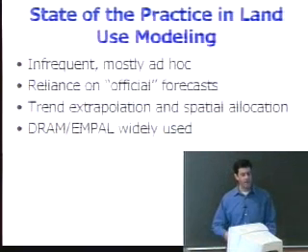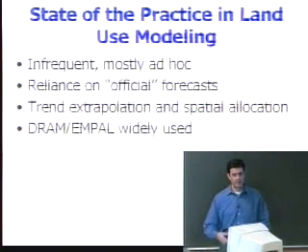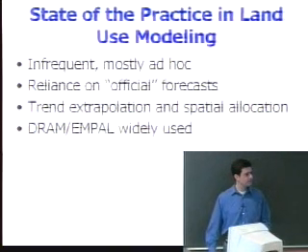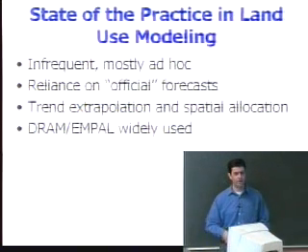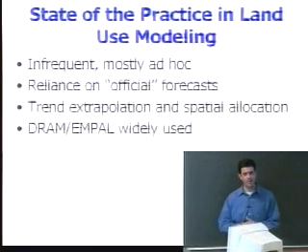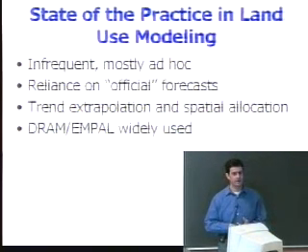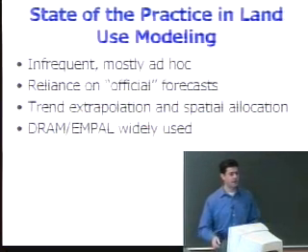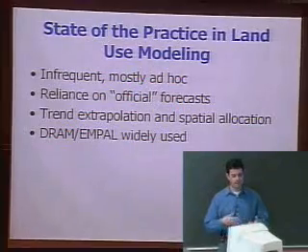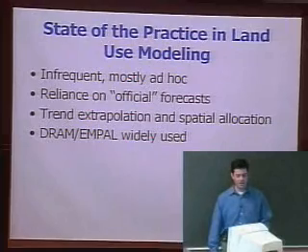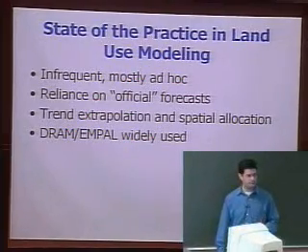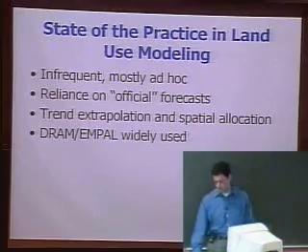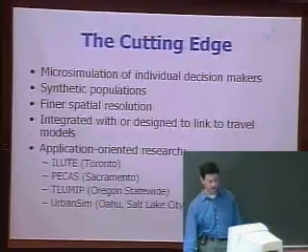Currently, the state of what I'm calling the state of practice in land use modeling, regional planning agencies, most of them don't do it. And many of the ones who do it come up with their own ad hoc methods. Portland Metro has its own model. It's a somewhat aggregate allocation model. There's a lot of reliance in these agencies on what you might call official forecasts. So the state gives them a forecast, and they distribute it across their region spatially. So there's this trend extrapolation and spatial allocation. And that DRAM-MPOL model is still widely used despite many acknowledged limitations.